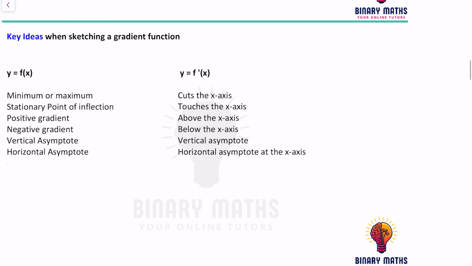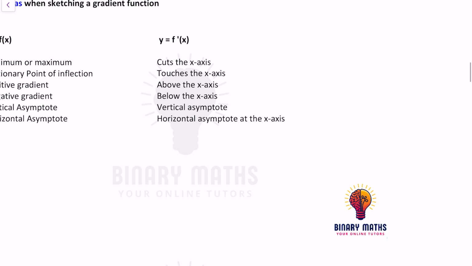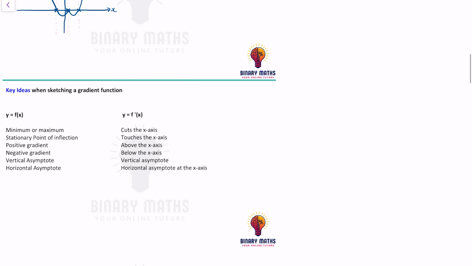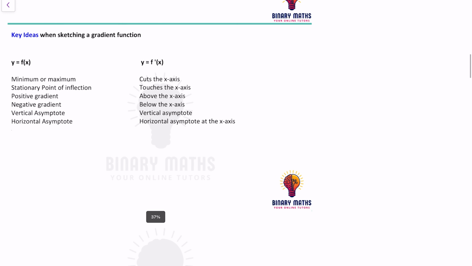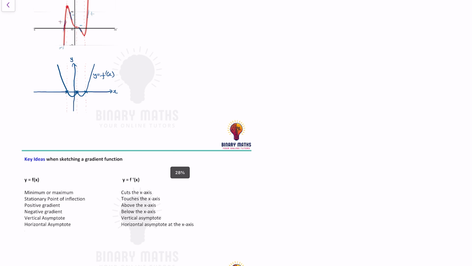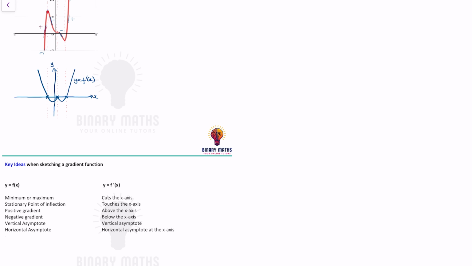Now, if you wanted to summarize this, key ideas when sketching gradient function: if it's a minimum or a maximum, it means it cuts the x-axis. So any minimum or maximum that you have, it cuts the x-axis. If we go to the previous example, you can see at this point and that point, obviously it's a minimum and a maximum, and that is where the y equals f dash of x cuts the x-axis.